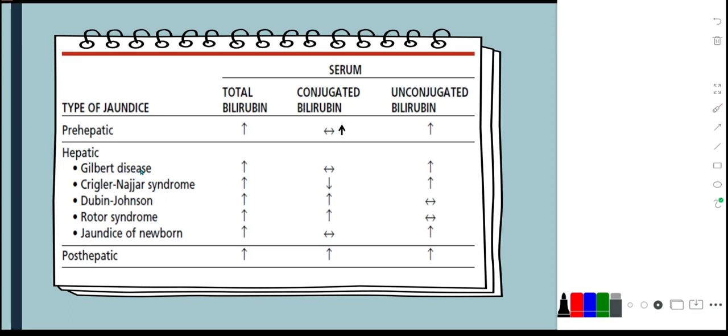That's why for Gilbert disease, although it is hepatic, but it is associated specifically with an increase of your B1 and normal levels of your B2. Since again, yung problem is with the uptake.